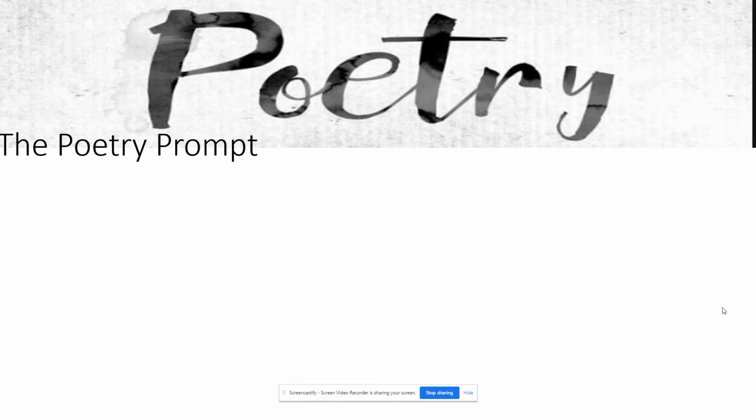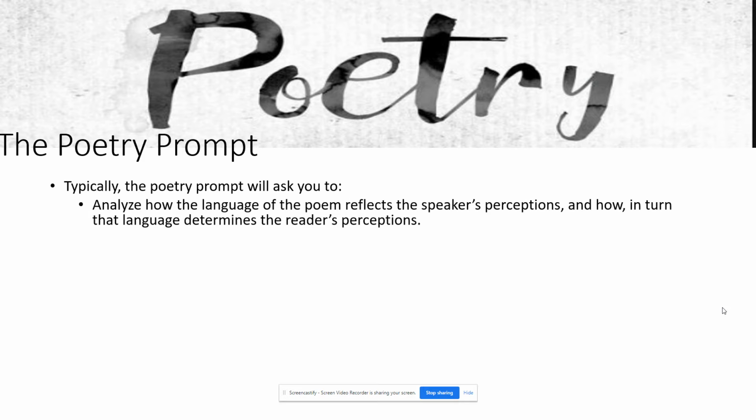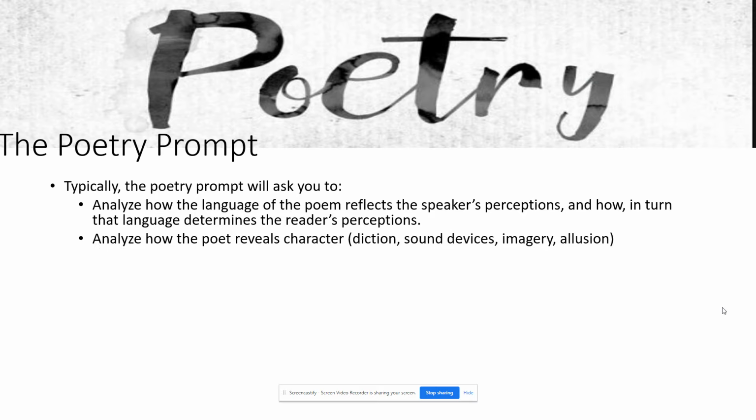Let's start with the poetry prompt. Now, poetry, typically, what it will ask you is the following. It will ask you to analyze how the language of the poem reflects the speaker's perceptions and how, in turn, that language determines the reader's perceptions. It might ask you to analyze how the poet reveals character, diction, sound devices, imagery, allusion, etc.